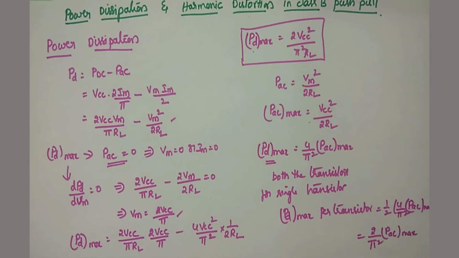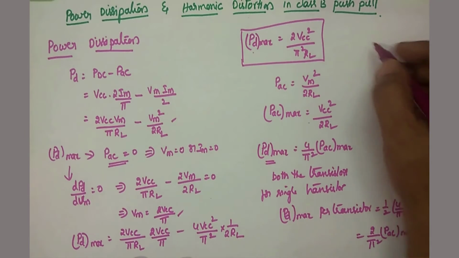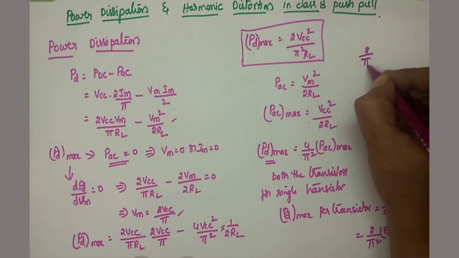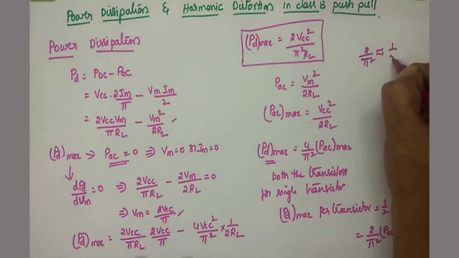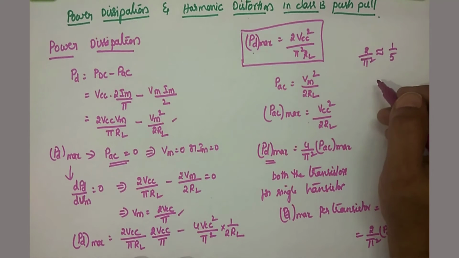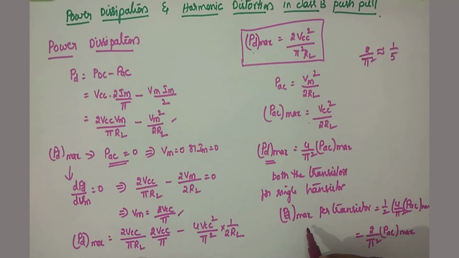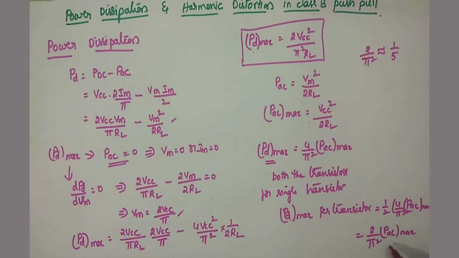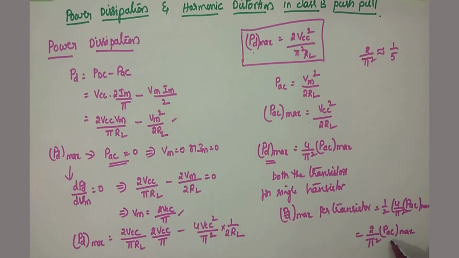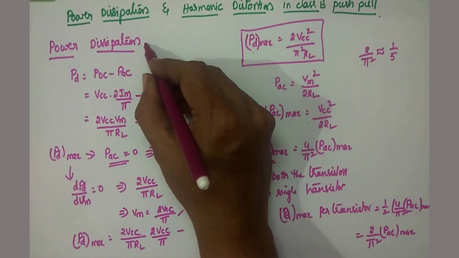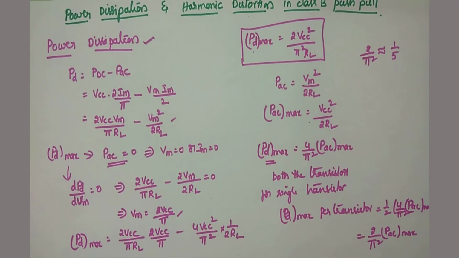So what is the conclusion? What is the value of 2 by pi square? 2 by pi square is approximately equal to 1 by 5. Means maximum power dissipated per transistor is approximately 1/5 of maximum AC output power. Okay, I'll repeat. Maximum power dissipated per transistor is approximately equal to 1/5 of maximum AC output power. Okay, so this is the concept of power dissipation in the case of class B push pull.